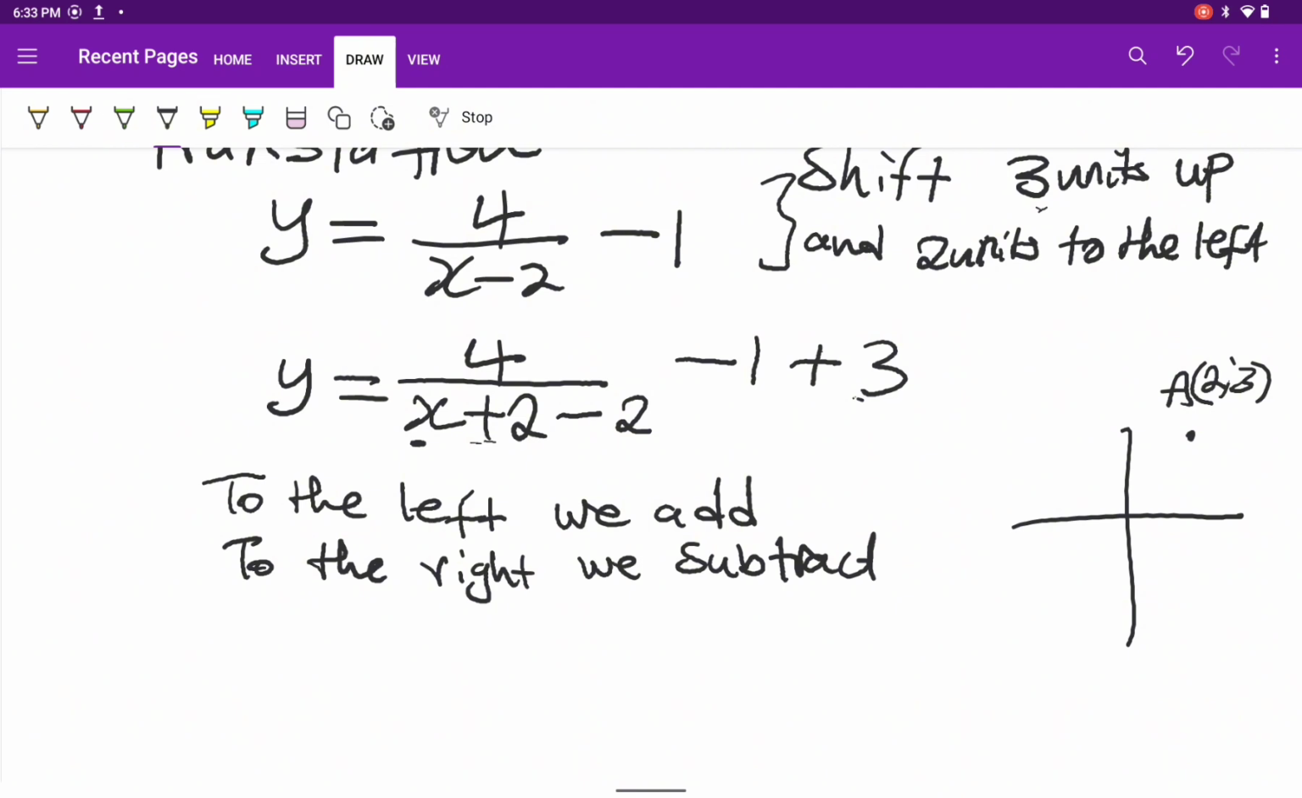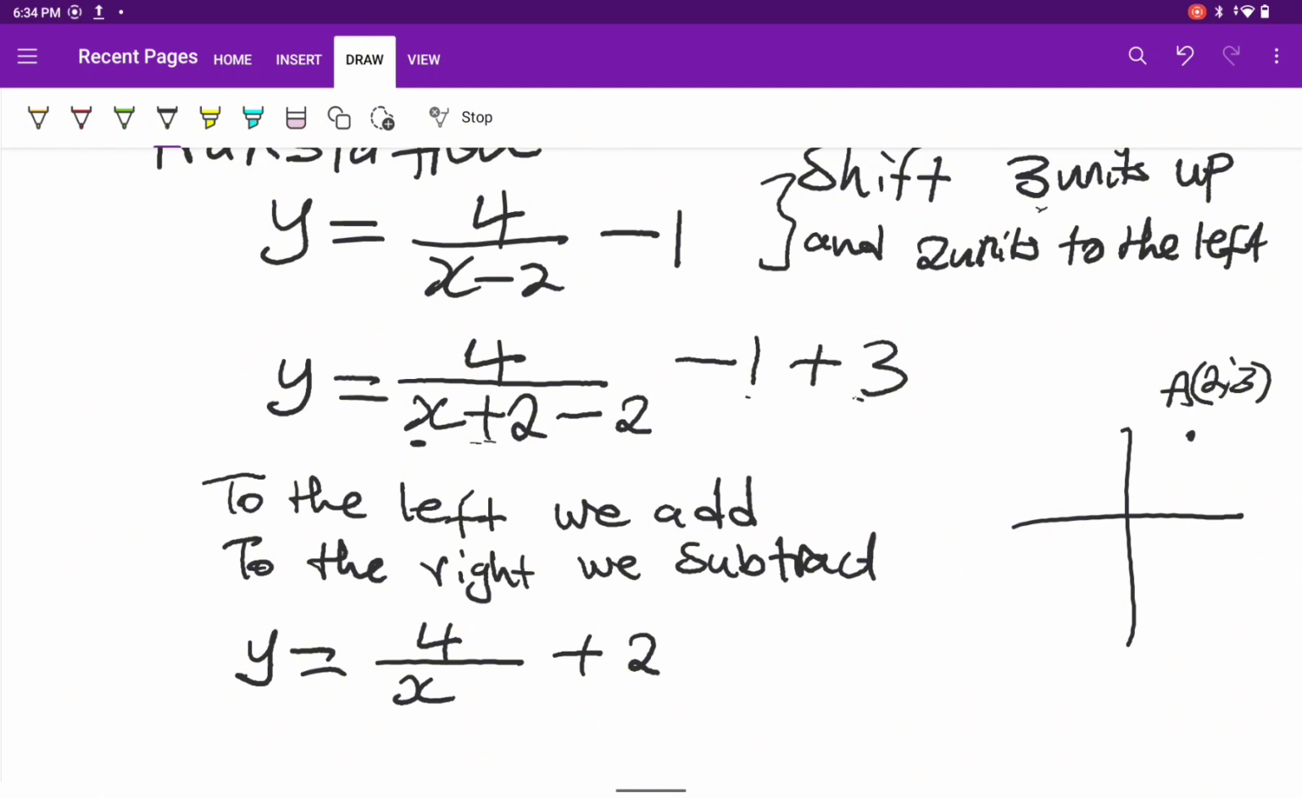So it means after doing this transformation that they told us here, the new equation will be y equals to 4 over x minus 2 minus 2 is 0, so it's fine, minus 3 minus 1 plus 3 is 2. So the new equation will be 4 over x plus 2. Right, so that is translation. That is the shifting up or down, left and right.